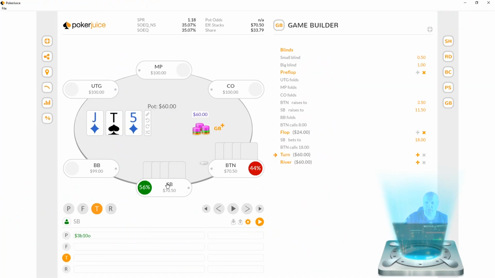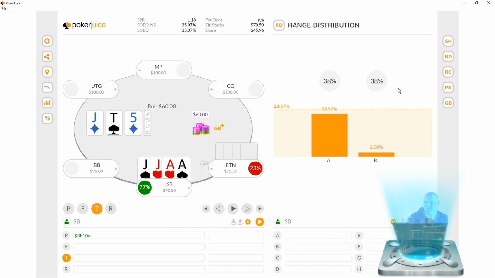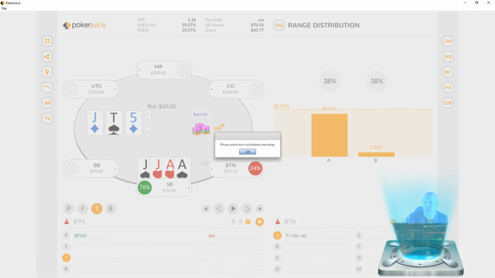Well, let's say that we don't have a range. We have a jack-jack. Well, let's give ourselves nice aces and jacks. And then the button continuation range was 10 plus, 9-8 plus, and diamonds. So how much do the jack blockers affect?